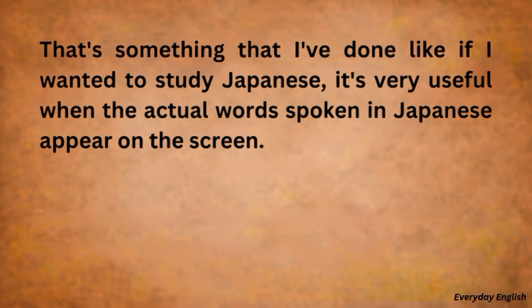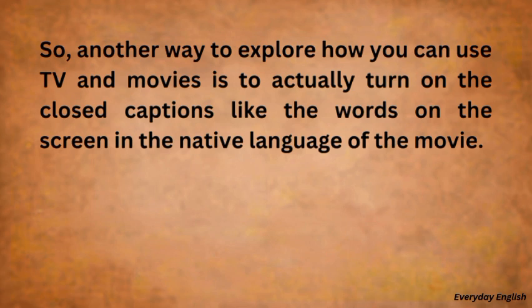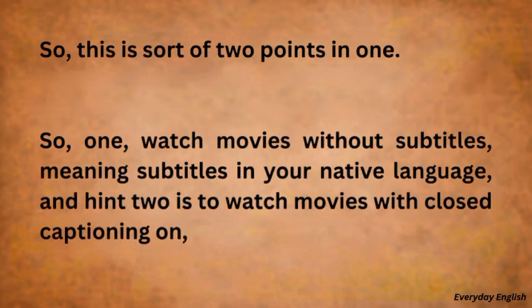That's something that I've done, like, if I wanted to study Japanese, it's very useful when the actual words spoken in Japanese appear on the screen. Sometimes it's easier for me to catch a word if I see it visually and I hear it at the same time. So, another way to explore how you can use TV and movies is to turn on the closed captions, like the words on the screen, in the native language of the movie.